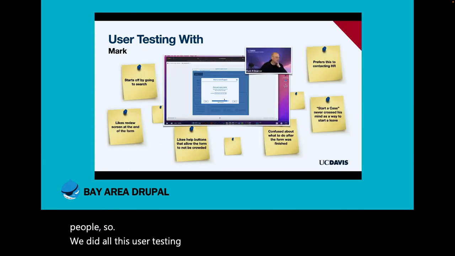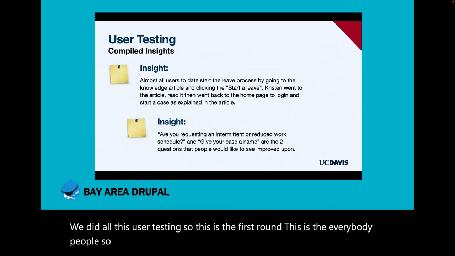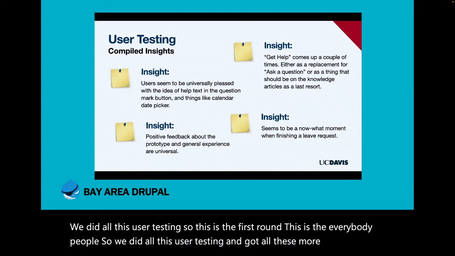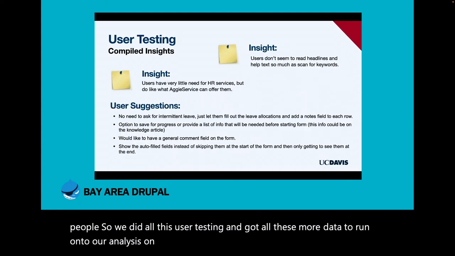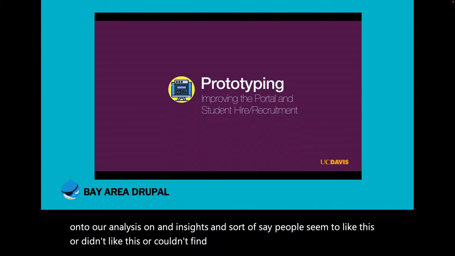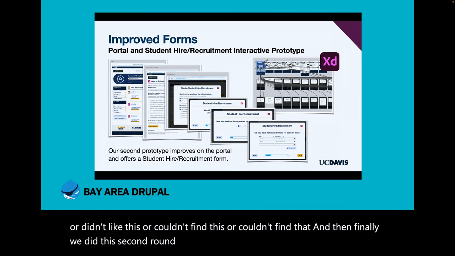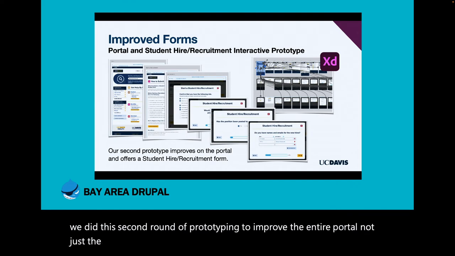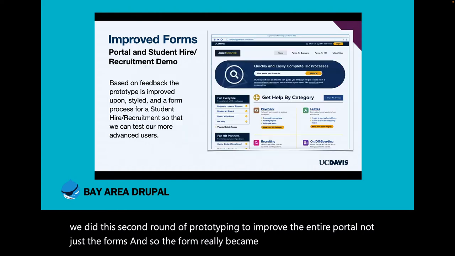Oh, this is the first round. This is the everybody people. So we did all this user testing and got all this more data to do our analysis on, and insights, and say, oh, well, people seem to like this or didn't like this or couldn't find that. And then finally, we did this second round of prototyping to improve the entire portal, not just the forms, and so the form really became part of this portal experience.